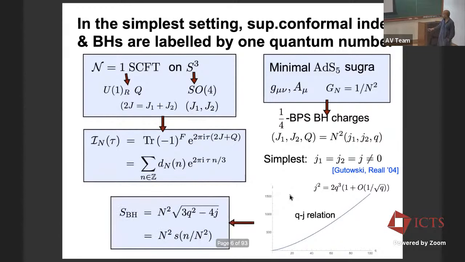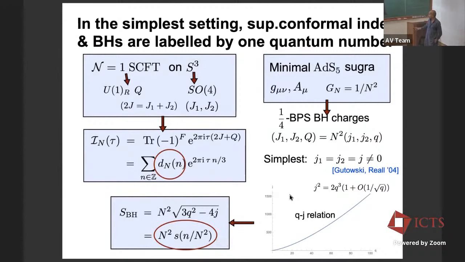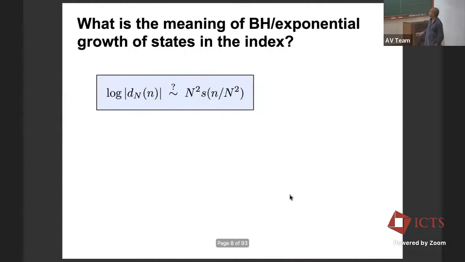So the entropy, which had a form like this, has a 1 over G Newton, which is N squared, times some function of the charges. You can write it in terms of one charge, because these two are constrained, and you can choose that charge to be this n. I'll call this function small s, the entropy density, small s as a function of n over N squared. So in gravity, I want this n to run as N squared times some number nu, which you can effectively take to be continuous. Is this clear? All right, so now I want to compare these two things, d_n and this entropy. So what's the meaning?